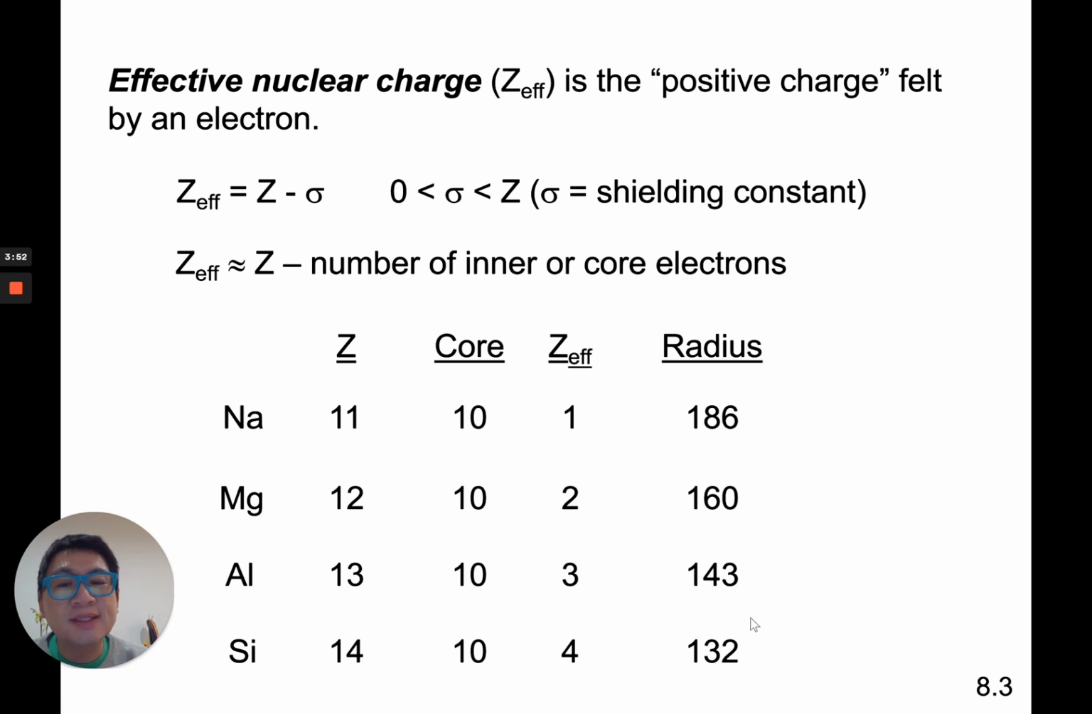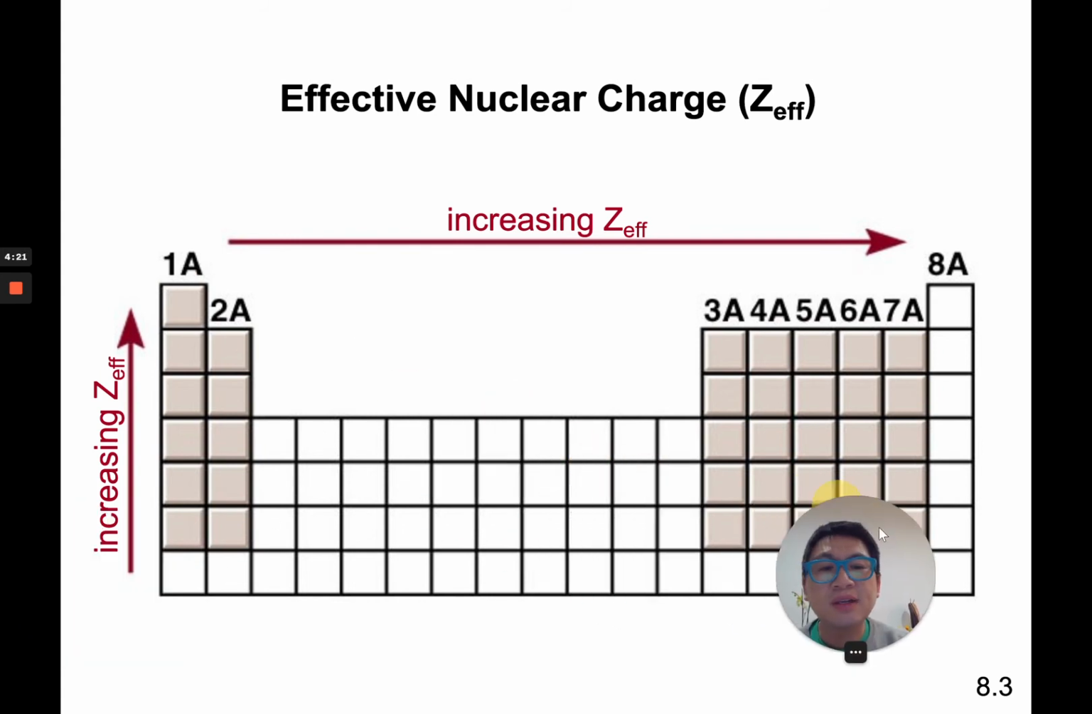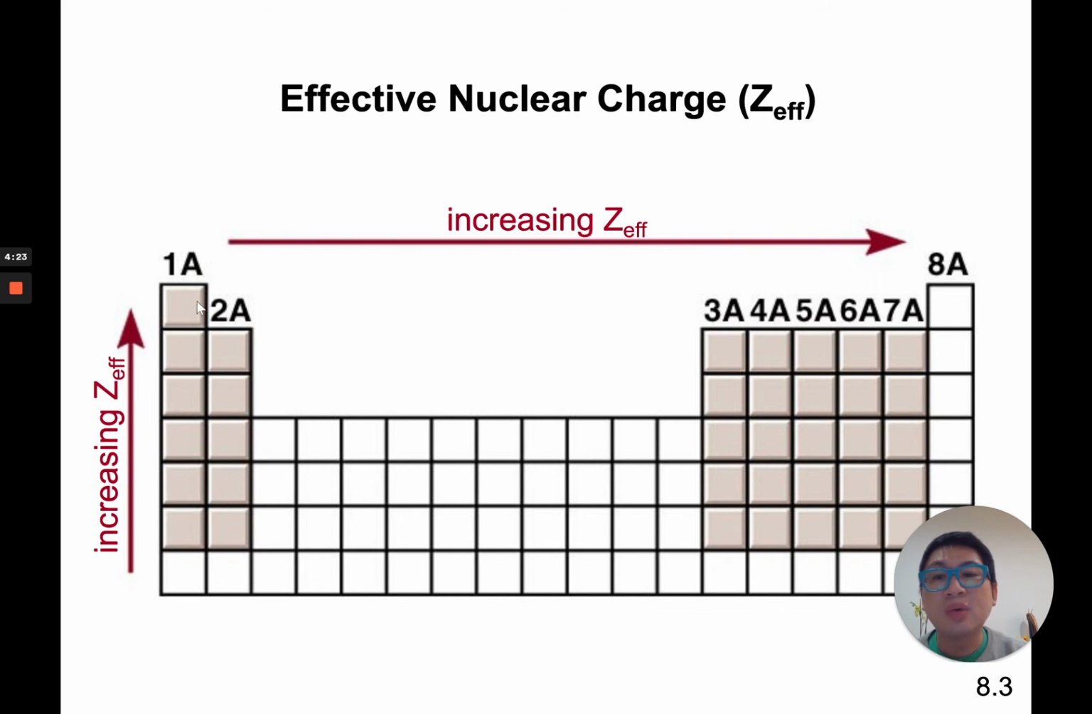Notice the radius actually decreases. So as I go across the periodic table, the radius of an atom decreases. We're going to get to that in a second, the radius itself. But right now we're just looking at the representative elements. As I go across the periodic table, the effective nuclear charge increases. Not getting to it right now, but also the effective nuclear charge increases as I go up the periodic table.